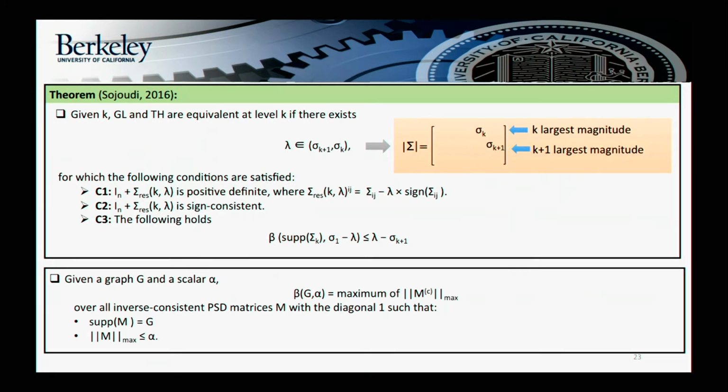For a given graph G and a scalar alpha, beta is defined as the maximum of the complement of matrix M, so this is some norm over this matrix, over all inverse consistent positive semi-definite matrices M, with diagonal equal to 1 such that the support graph of these matrices M is equal to G, and the maximum norm of M is upper bounded by alpha. So when we say beta of G and alpha, that's what we mean by that.